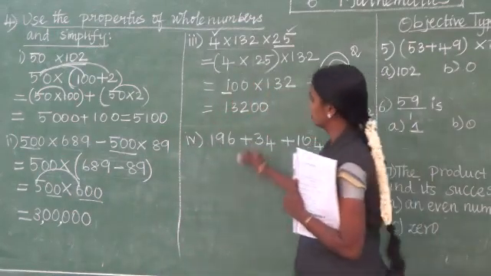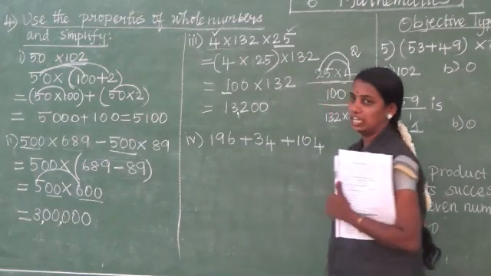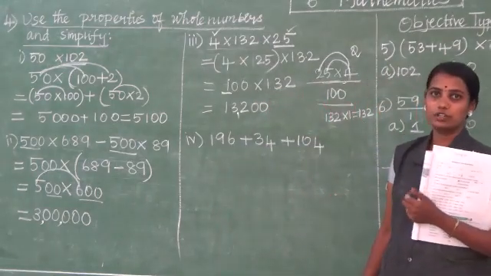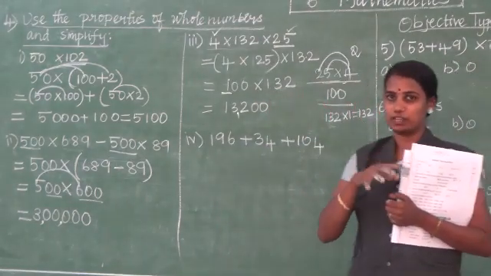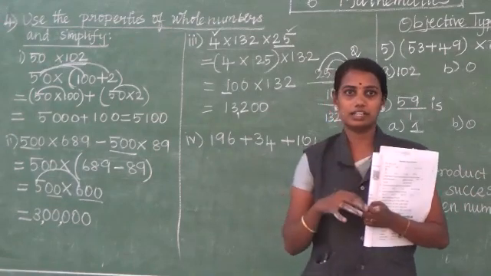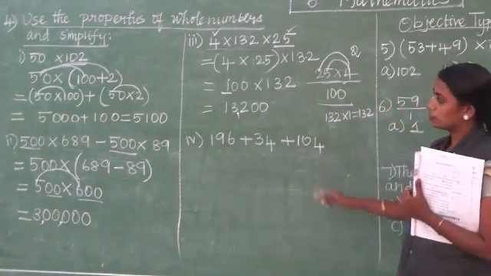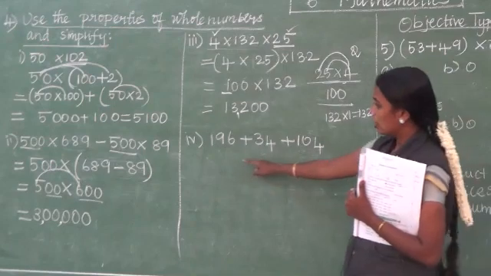How will you read this? 13,200. So find the easy way. Okay. For that only we learn the properties. Next problem, question number 4.